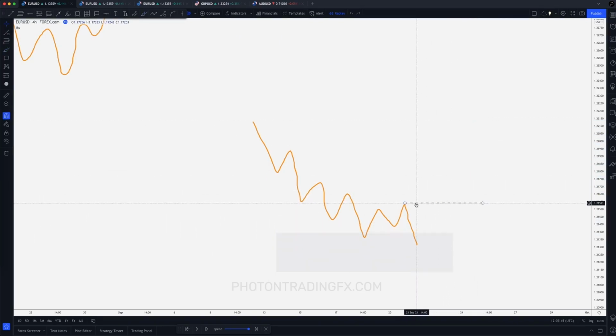But let me do the other example, just to show you when it's a little bit more, I don't want to say complex, but just sometimes slightly different. Let's say currently this would be our high at this point, because that was the last high that took out a low.